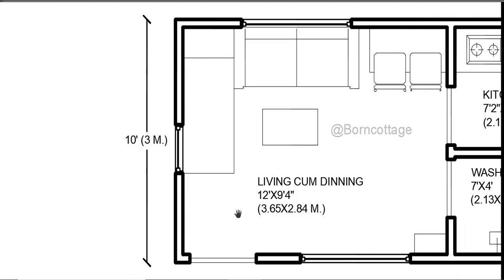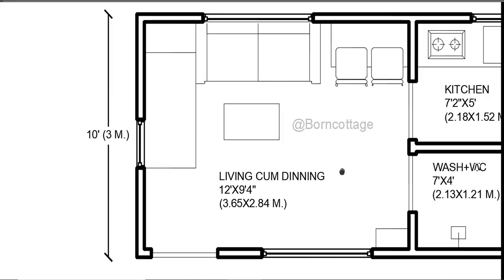So we have living cum dining area. The size of the living cum dining area is 12 feet into 9 feet 4 inches, in meter 3.65 into 2.84 meter. You can see here the sofa cum bed and tea table, and also a dining counter here with 2 chairs. You can see here the large size window for ventilation of this living room, and we have wash basin here. After that we'll go on right side.